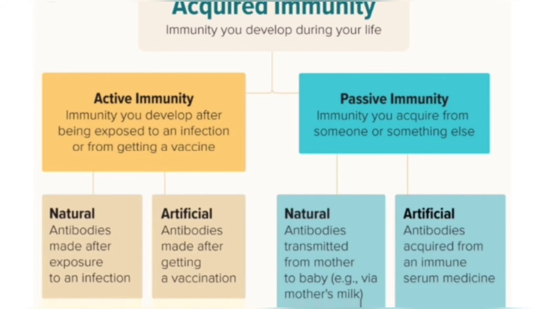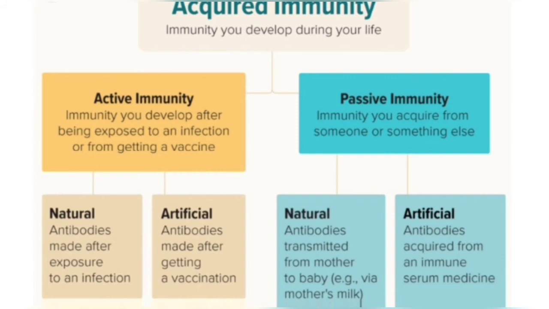Second one is passive immunity. Passive immunity means immunity you acquire from someone or something else. There are two types: natural passive immunity and artificial passive immunity. In natural passive immunity, antibody is transmitted from mother to baby, for example via mother's milk.